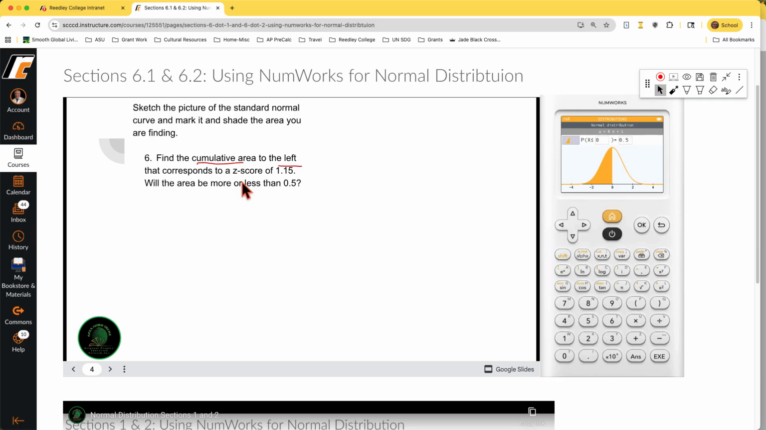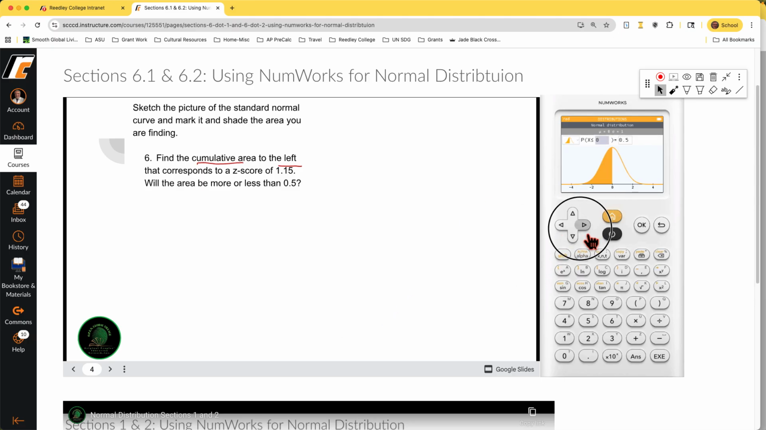That corresponds to a z-score, and this is why the questions say z-score. Well, what's a z-score? Just a standard normal distribution score. So it's really 1.15 standard deviations, is the way we think of it. Will the area be more or less than 0.5? You kind of think, well, where's 1.15? It's above the mean, right? And we want it to the left. Again, let's just see. That's the nice part about this: we can use our tool.